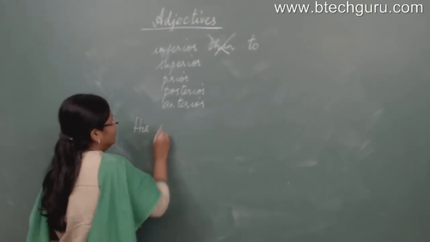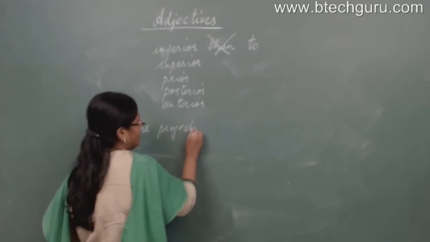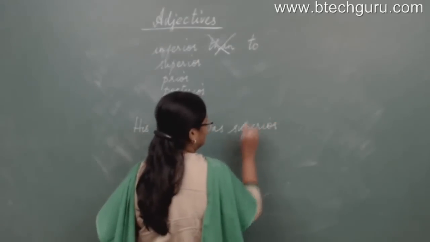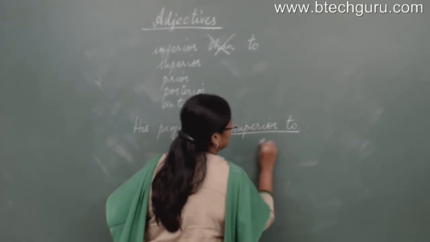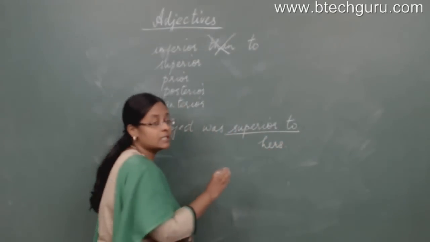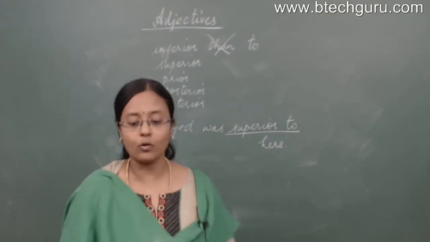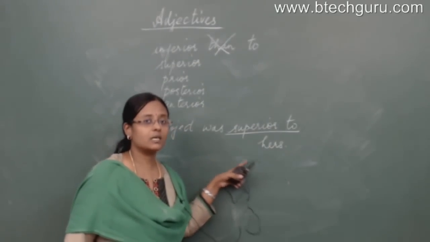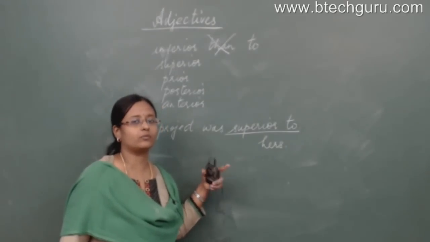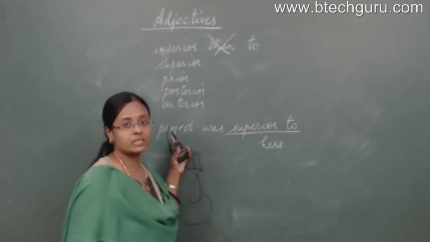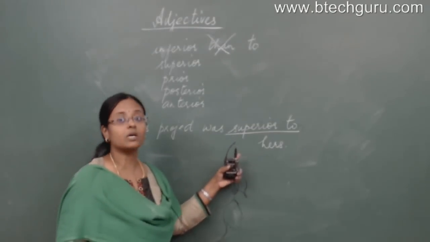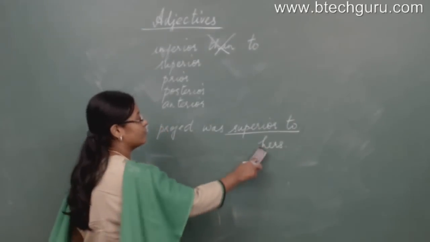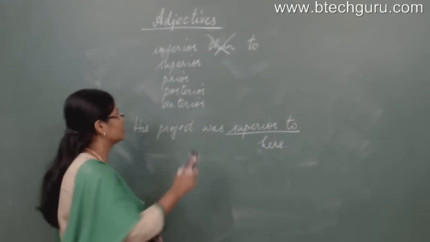You have to use to. His project was superior to hers. And what part of speech is hers? It is a possessive pronoun. It stands for her project. Instead of saying her project, see, it's better not to repeat the same words again. It will sound monotonous and boring sometimes. Instead of saying his project was superior to her project, we prefer to say to hers, which means her project. So it's a possessive pronoun standing for two words, her project.